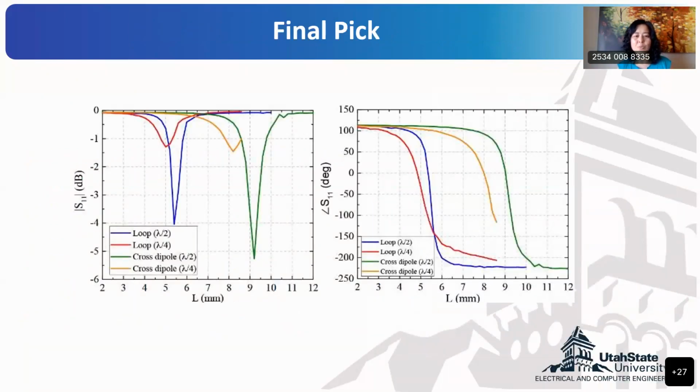And again, this is more examination of the half wavelength or sub wavelength array. In the end, we decided to go with the sub wavelength, quarter wavelength unit cell geometry with a loop. The loop gives us somewhat better properties compared to the cross dipole.